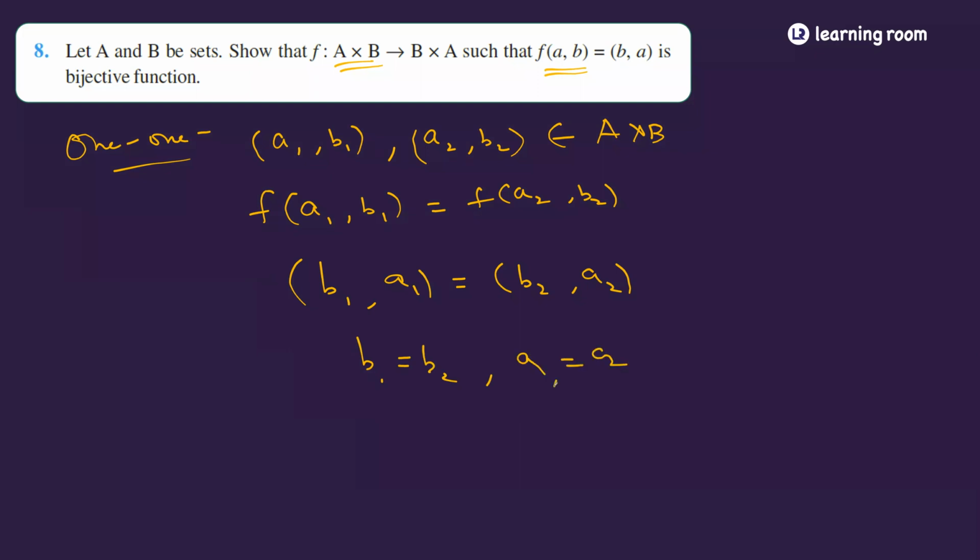From this, what can I conclude? Since b1 and b2 are the same, and a1 and a2 are the same, I can conclude that a1 comma b1 is equal to a2 comma b2, because this is the one I need to prove. Hence, it's a 1, 1 function. Makes sense? Please make a note of it.